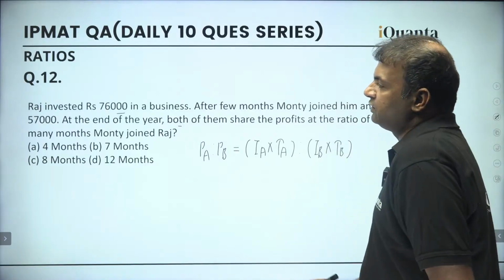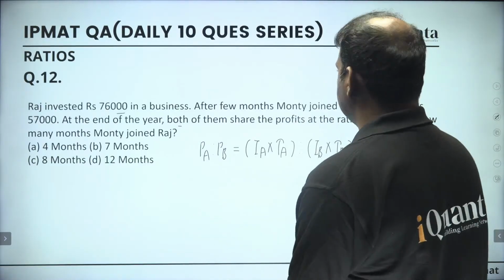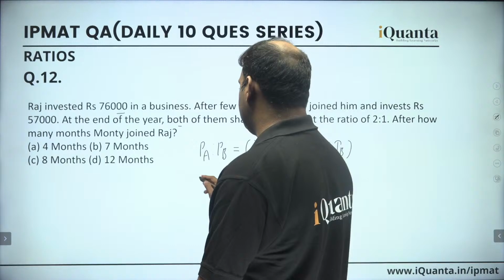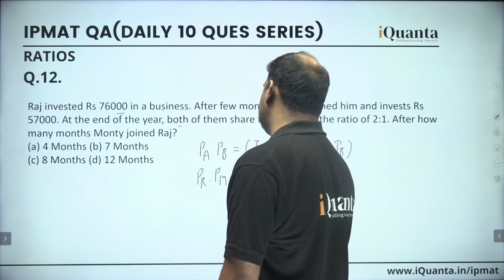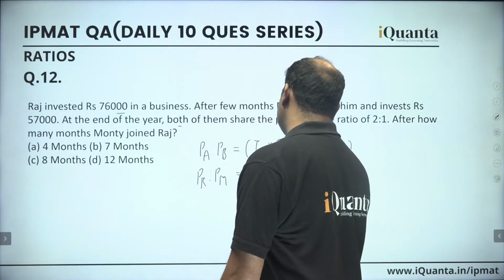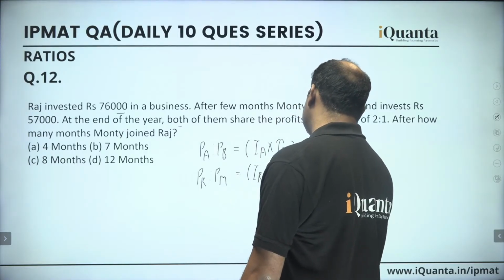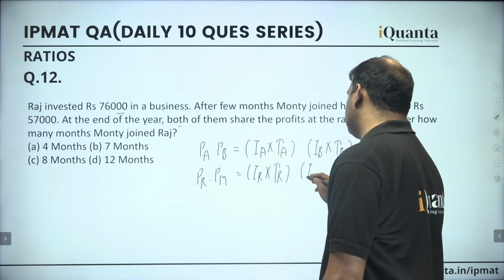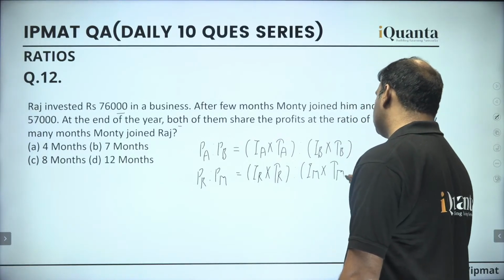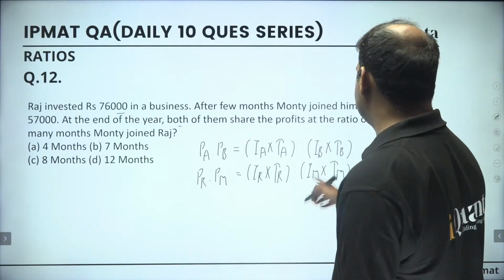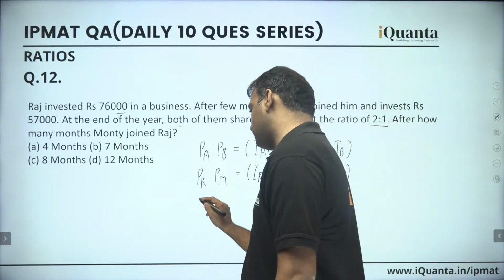Okay, now in this question, let's say A is Raj and B is Monty. So we can say that the profit of Raj is to the profit of Monty as the investment of Raj into the time period for which Raj invests is to the investment of Monty into the time period of Monty. Simple as that, right? Luckily, that ratio is already given to us, 2:1, all right?